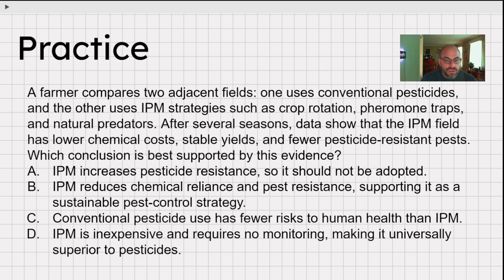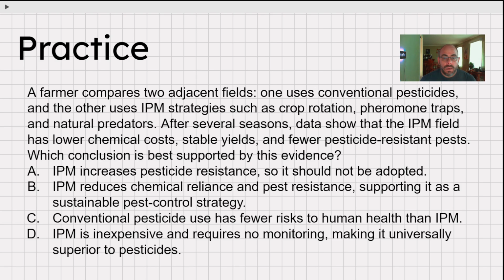All right, let's look at a practice problem here. The farmer compares two adjacent fields. One uses conventional pesticides, the other IPM strategies such as crop rotation, pheromone traps, and natural predators. After several seasons, data shows that the IPM field has lower chemical costs, stable yields, and fewer pesticide-resistant pests. Which conclusion is best supported by the evidence?